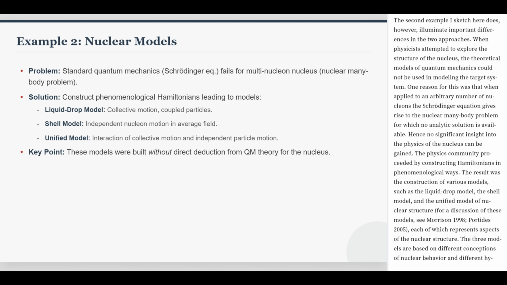This led to models like the liquid drop model, treating the nucleus like a drop of liquid, focusing on collective motion. Then came the shell model, imagining nucleons moving independently in an average potential, like electrons in an atom. Later, the unified model tried to combine both ideas. Crucially, these models weren't derived from first principles quantum theory for the nucleus. They were built from the ground up to explain observed nuclear properties.